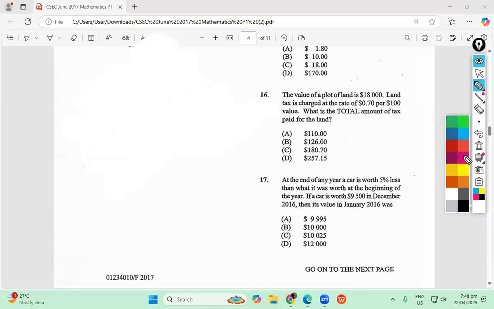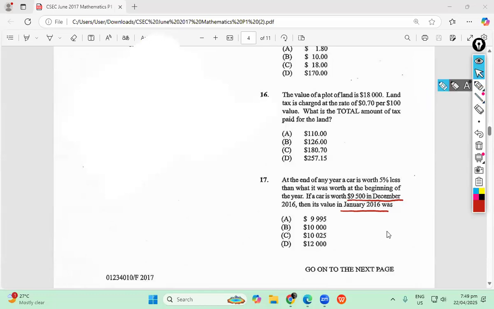Right. So here's the thing. Every year, at the end of the year, the value of the car drops by 5%. So look at it. In December, at the end of the year, it's worth 9,500. That means at the beginning of the year, January, isn't it supposed to be worth more? By the time December comes and a whole year has almost finished, it's going to lose 5% of the value.